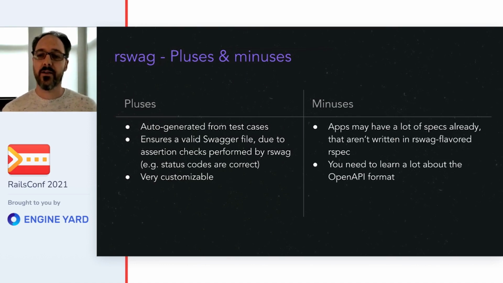On the minus side, you may have a lot of specs already that aren't written using rswag flavored rspec. And to use rswag, you have to port or rewrite those over in the rswag flavor. And you also need to learn a lot about the OpenAPI format, because essentially the rswag format is the OpenAPI format. So you don't get a lot for free there. You really have to know what to put in.